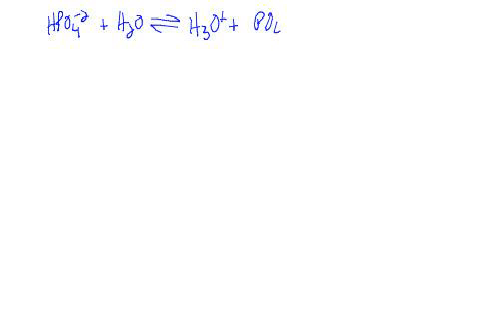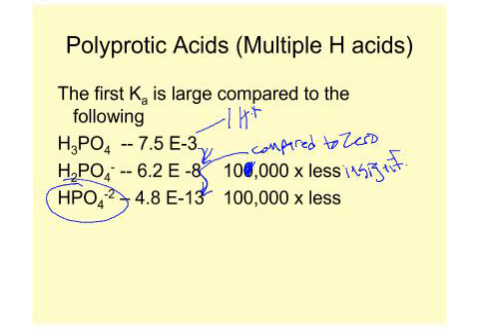So I have HPO4 negative 2 plus H2O. I don't know why I put it in this time and I didn't before. Gives H3O positive plus PO4 negative 3. And this was 6 point, oh, I forgot. I'll need all these. 6.2 E negative 8 and 4.8 E negative 13.